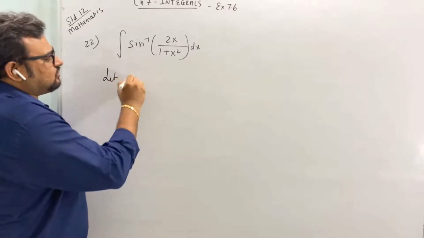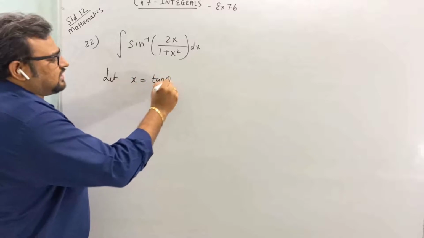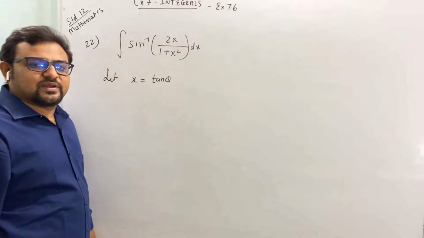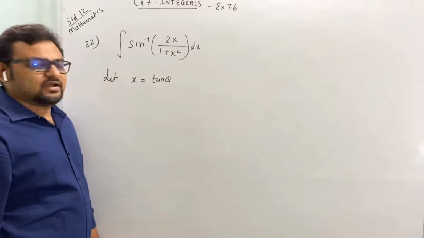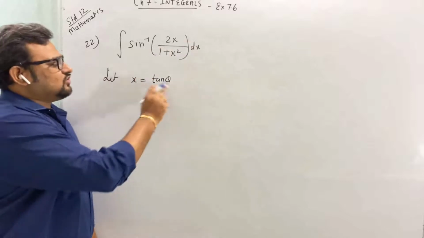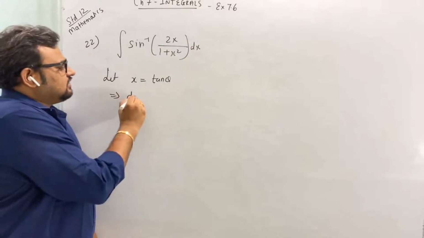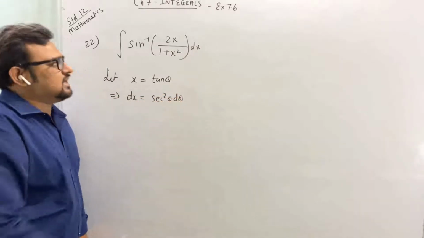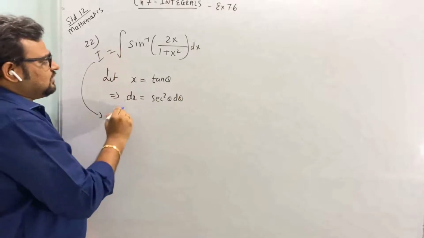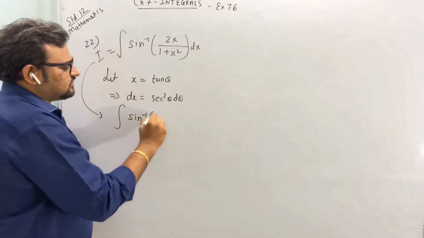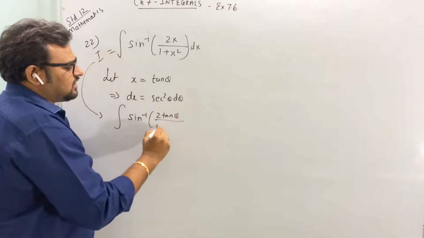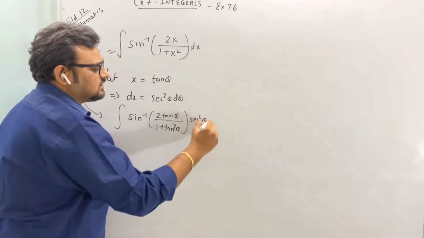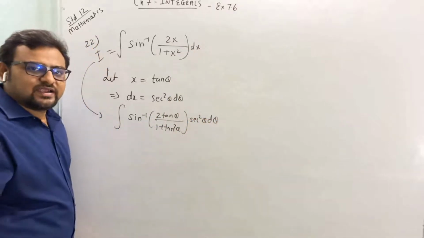Let x equal to tan theta. So it will be 2 tan theta upon 1 plus tan square theta. That will be the formula of sine 2 theta. Right? So x equal to tan theta, differentiate it. dx will be equal to sec square theta d theta. So now our integral will be equal to sine inverse of 2 tan theta upon 1 plus tan square theta into, instead of dx, sec square theta d theta.